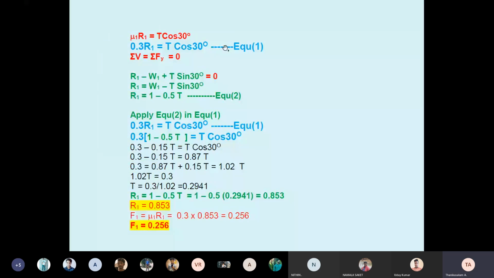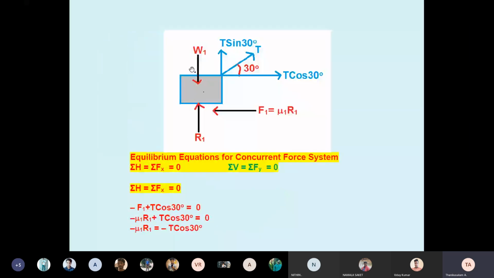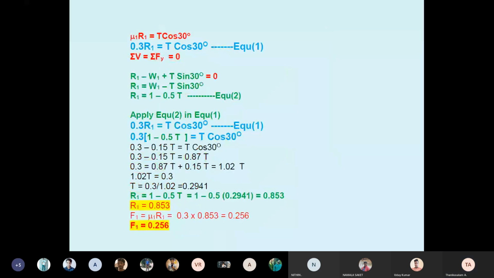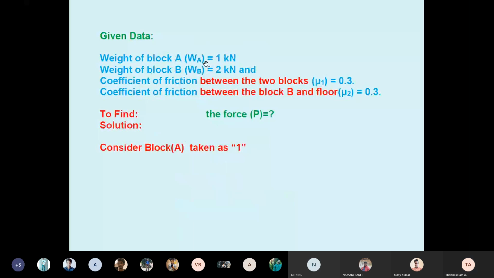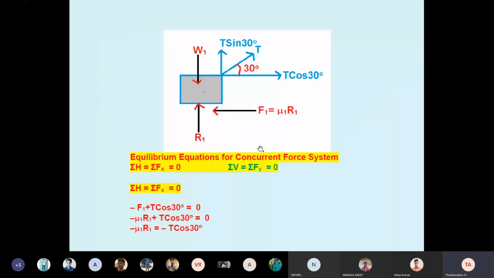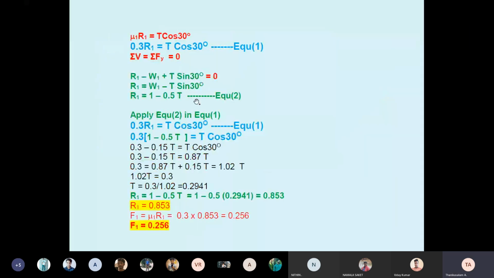Now summation of V equal to 0. What are the vertical forces? R1 minus W plus T sin 30. See here, R1 minus W plus T sin 30 equal to 0. Therefore, R1 equal to W1, the minus goes to the right side as plus, minus T sin 30. What is the sin 30 value? 0.5. What is the W1 value? In the question given, W1 equal to 1 kilonewton. Students, that is WA; here, A I take as 1. Therefore, R1 equal to W1, 1 minus 0.5 T. Now apply equation 2 in equation 1.